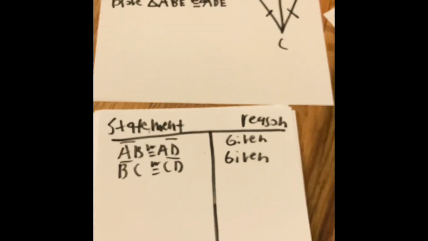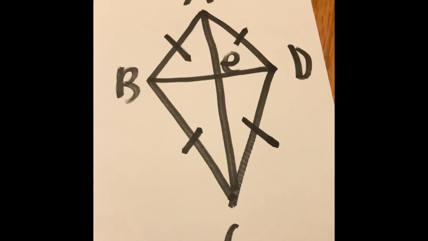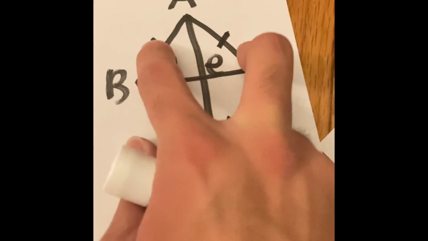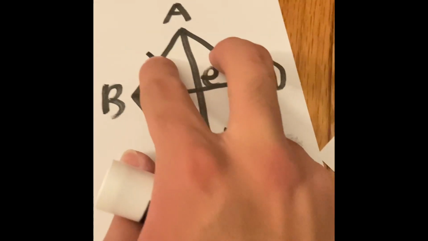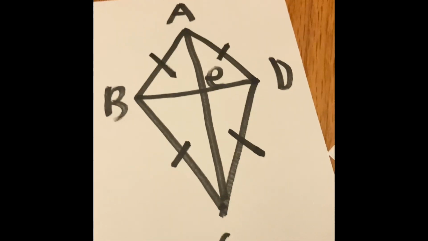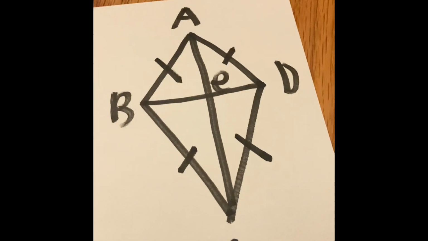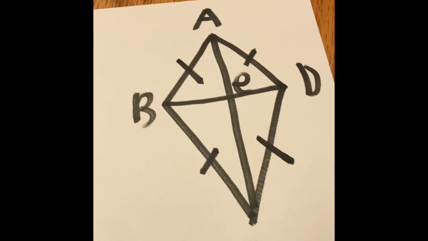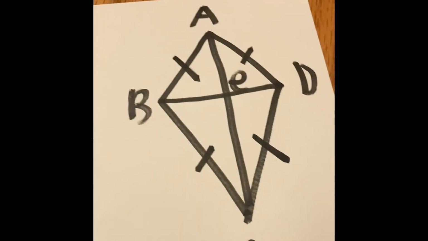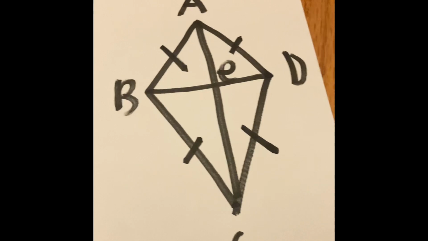What can we do? Well, if you pay close attention to the diagram, you see these two congruent segments and these two congruent segments. What we can do is try to look for a triangle and see what else is congruent with those parts using CPCTC. Then we'll continue on with the proof.